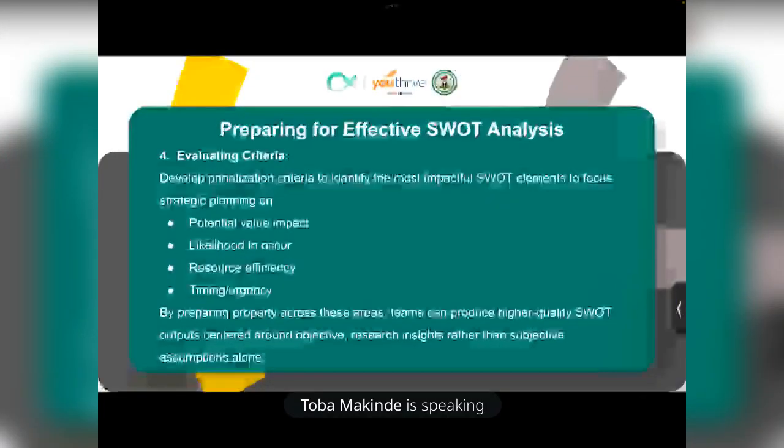All right. So, in preparing for an effective SWOT analysis, I talked about evaluating criteria, right? Develop prioritization criteria to identify the most impactful SWOT element to focus strategic planning on. And this can be potential value impact, meaning what is the potential value that you generate in your brainstorming session, or likelihood to occur.